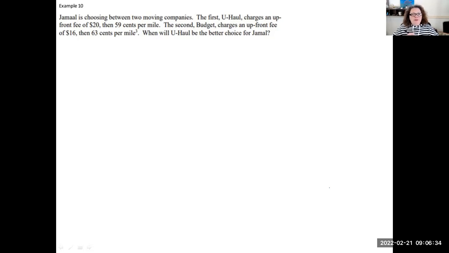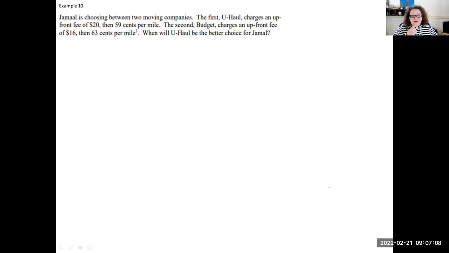So let's think about this. Budget has an upfront fee of 16 and U-Haul has 20. So right off the bat, Budget, to me in my head, is cheaper just because of that. That's substantial. So I'm thinking Budget's going to be the cheapest up till the point that they're equal. And then once they're equal, after that, U-Haul is going to take over because it's only 59 cents per mile, whereas Budget is 63 cents per mile. So we're going to need to see where they're equal.